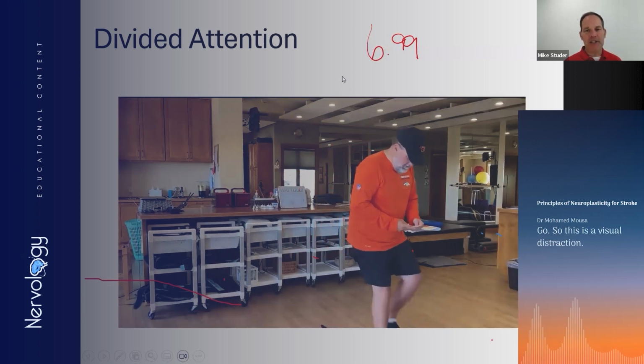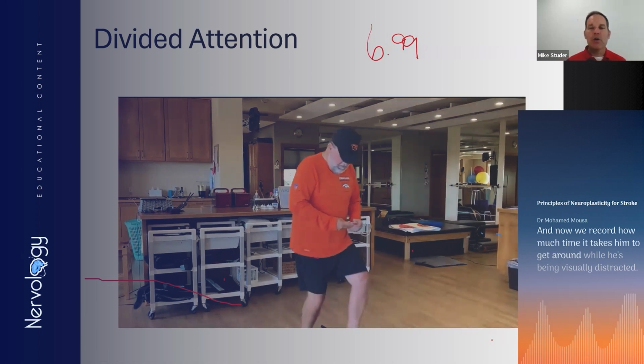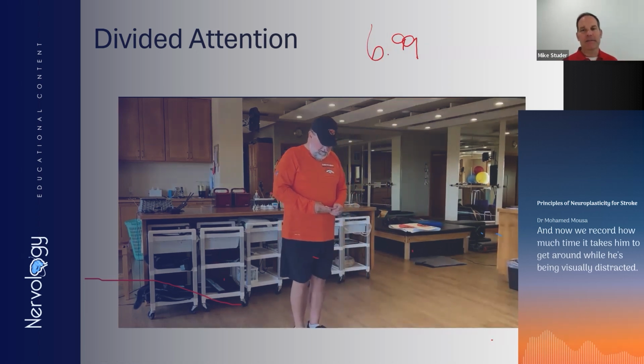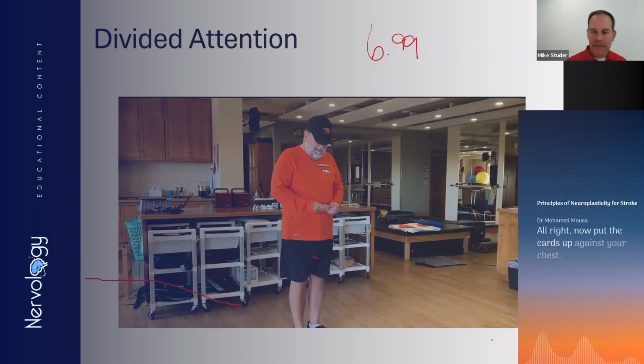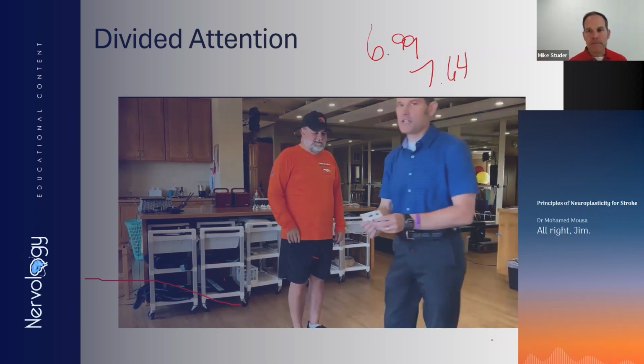So this is a visual distraction. And now we record how much time it takes him to get around while he's being visually distracted. 7.64, Jim. All right, now put your cards up against your chest. Score was 7.64. I'm going to take 7.64 from you. All right, Jim.